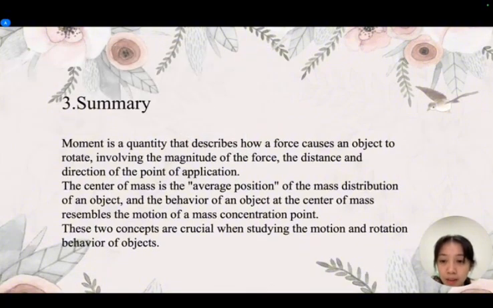Summary. Moment is a quantity that describes how a force causes an object to rotate, involving the magnitude of the force, the distance, and the direction of the point of application. And the center of mass is the average position of the mass distribution of an object. These two concepts are crucial when studying the motion and rotation behavior of objects.